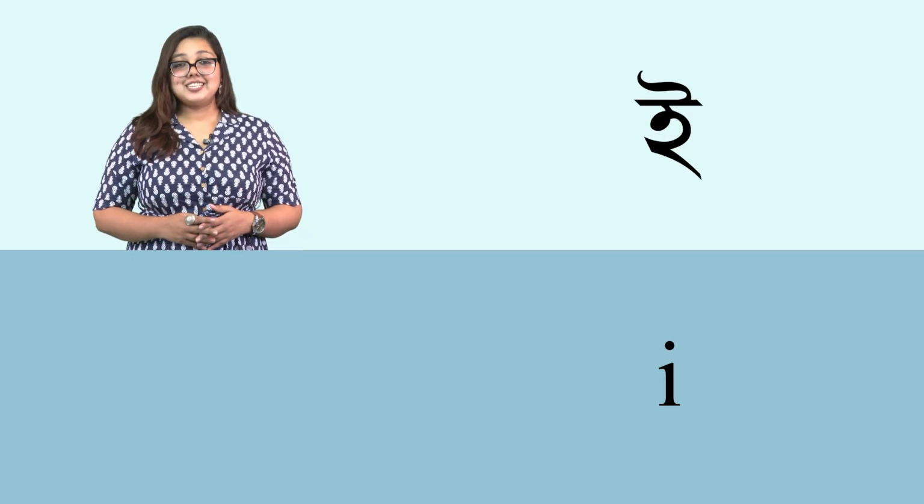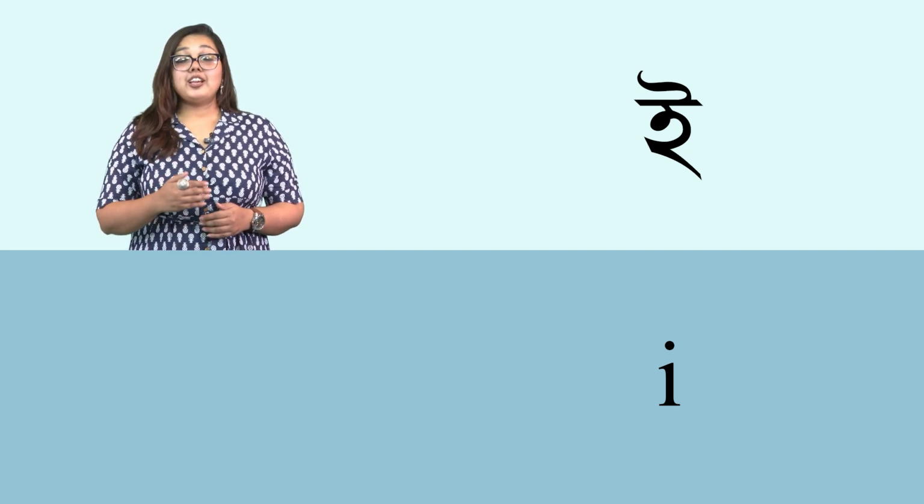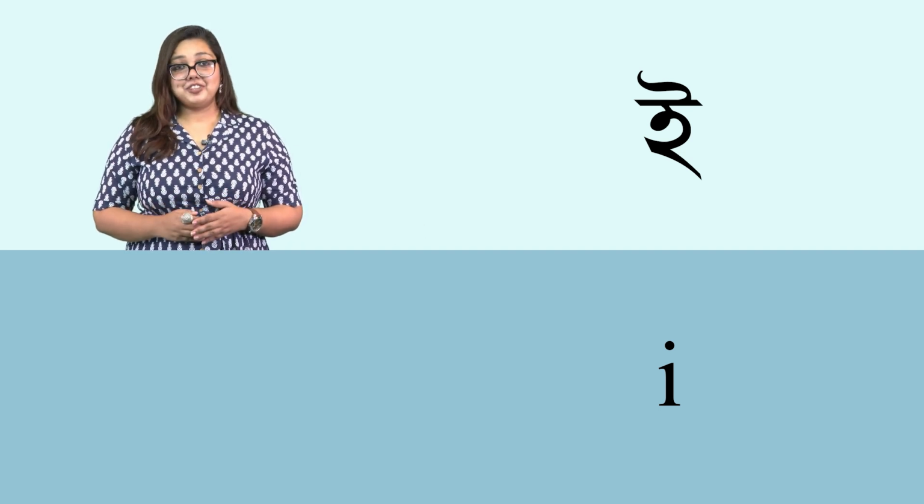The next letter is hoshoi. The pronunciation is similar to the E of ink in English. There is a horizontal bar which is matra above the letter.